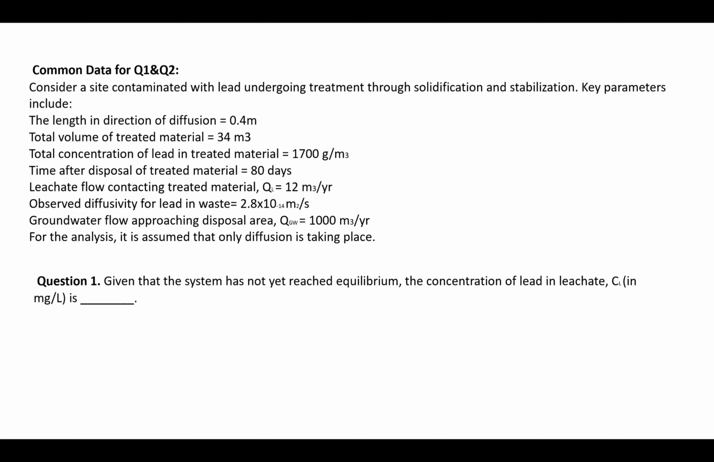Groundwater flow approaching the disposal area is given. For the analysis, it is assumed that only diffusion is taking place and all other transport mechanisms are ignored. Given that the system has not yet reached equilibrium, the concentration of lead in leachate will be: we have to find the concentration of lead in leachate by assuming that equilibrium has not been reached. Again, I'll give you 5 minutes. Please try to solve this question and write the option you are getting, and then we will see how to solve this.